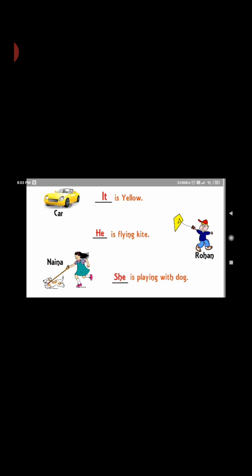Very good. Now what do you see in the next picture? Ma'am, in the next picture I see a girl, Naina. Very good. What is Naina doing? Ma'am, Naina is playing with the dog. Very good. You like dogs? Yes, ma'am. Who is Naina? Ma'am, Naina is a girl. Very good. So what do we use for Naina? Ma'am, we use she for Naina and we will say she is playing with the dog. Very good. Thank you.